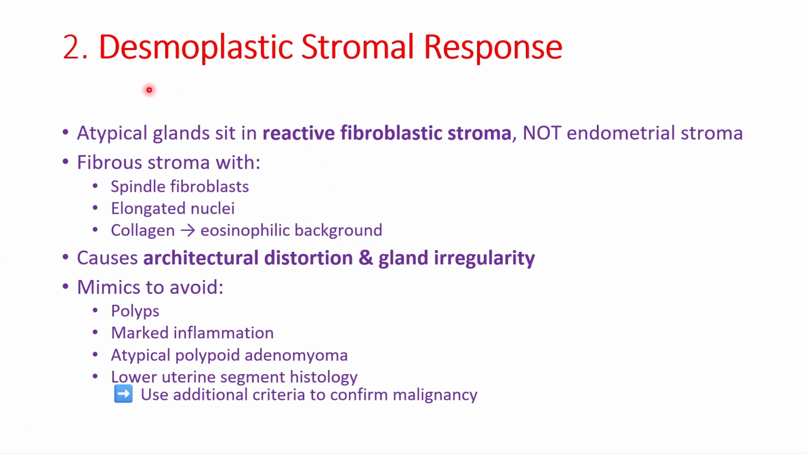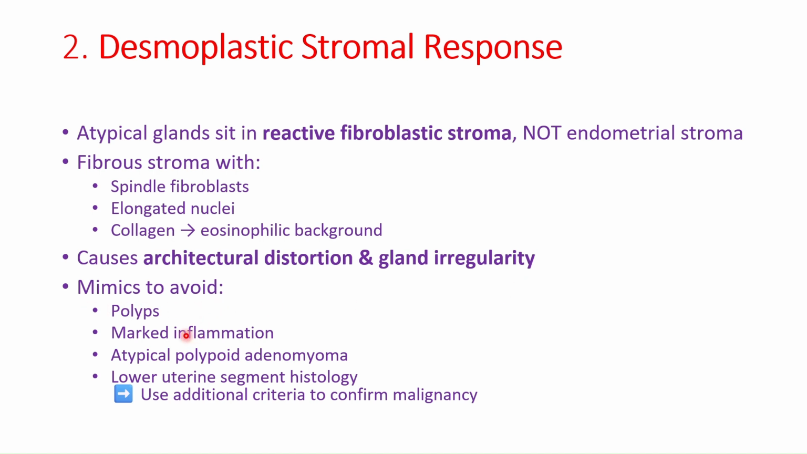Now the second criterion, which is desmoplastic stromal response. So atypical glands sit in reactive fibroblastic stroma, not endometrial stroma. How do we identify desmoplastic stroma, or how do we differentiate it from normal endometrial stroma? Here this fibrous stroma has spindle fibroblasts, elongated nuclei and collagen. So it gives an eosinophilic background, and there is architectural distortion and gland irregularity.